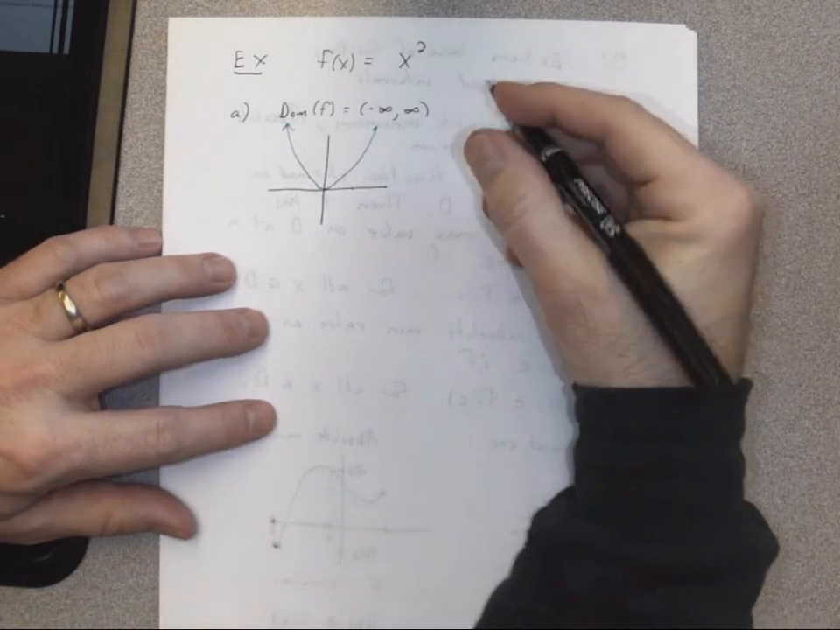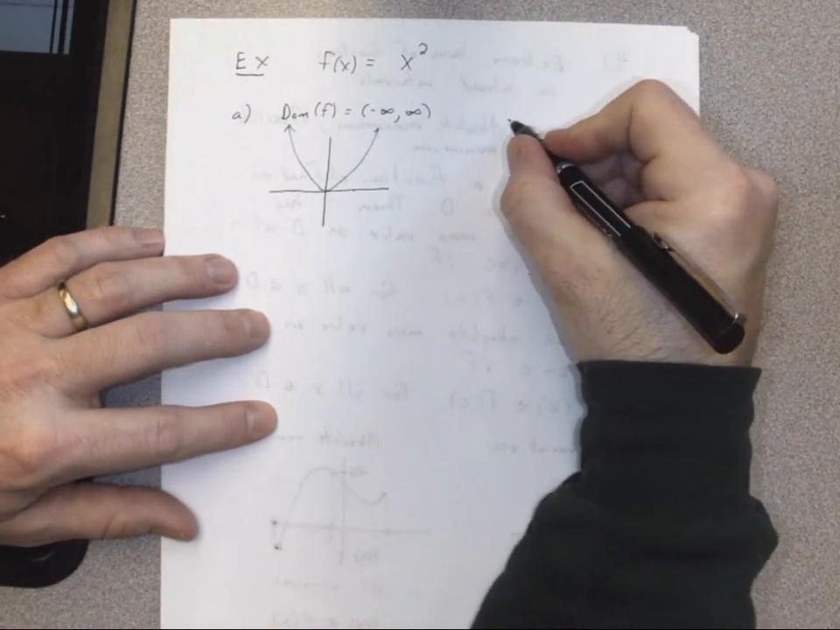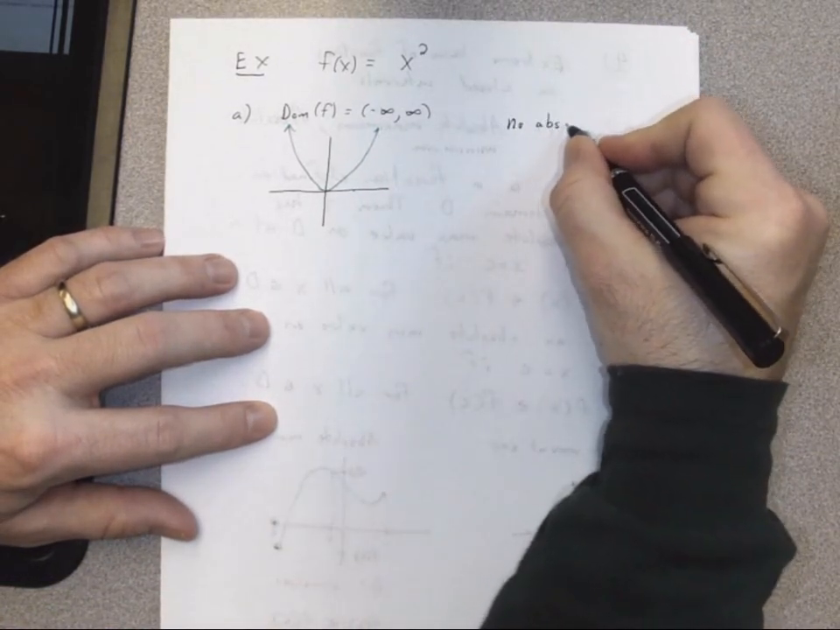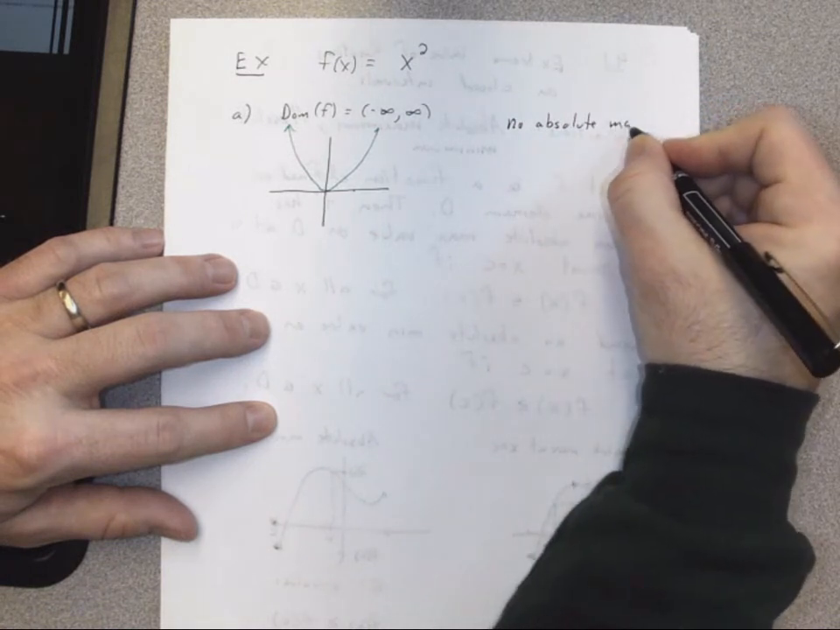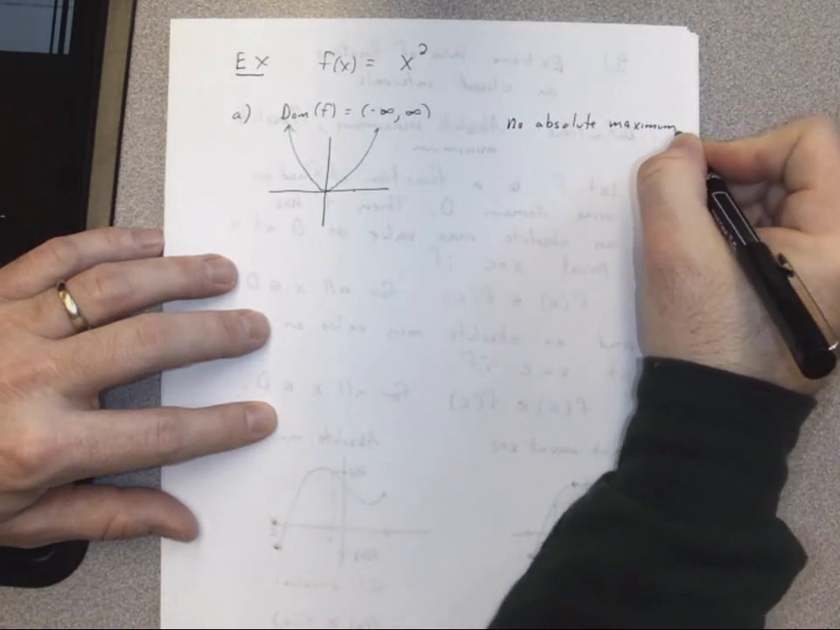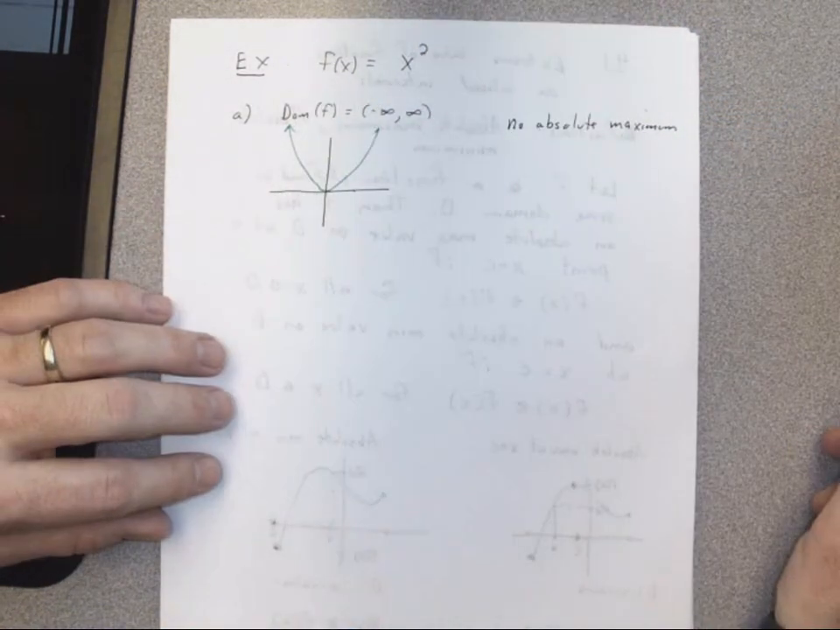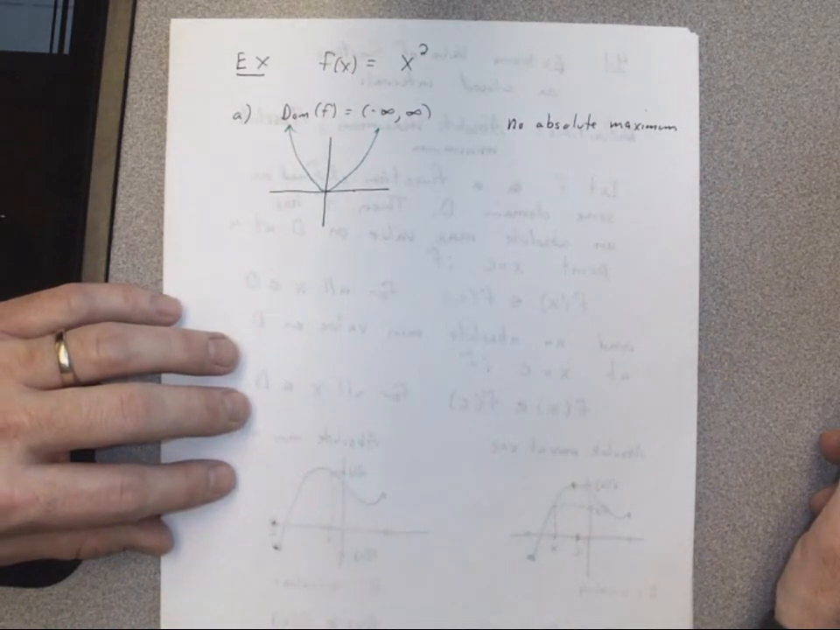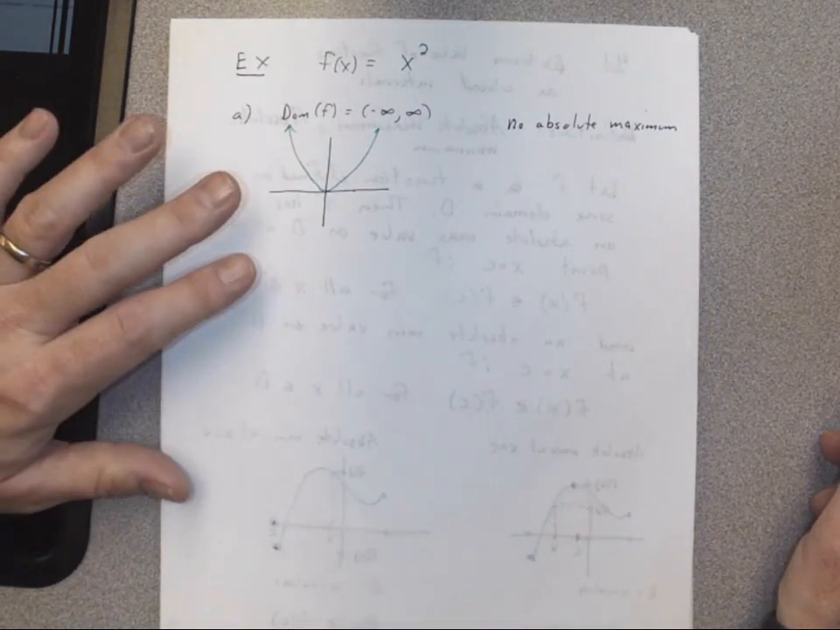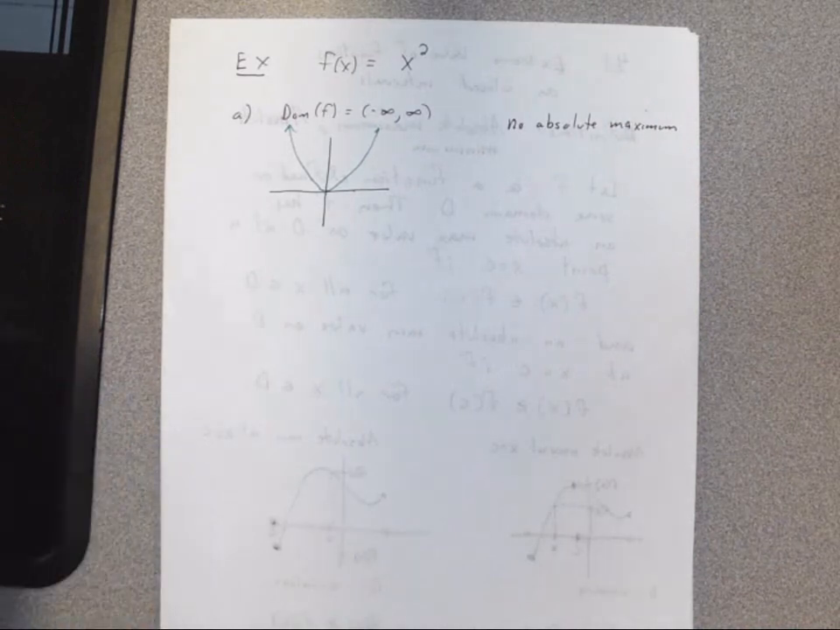So what we'd say is this particular function has no absolute maximum, because it goes up and up forever. There's not a point I can nail down that I can say is the biggest. However, it does have an absolute min. Get a different color here. It does have an absolute min, and that absolute min is right.